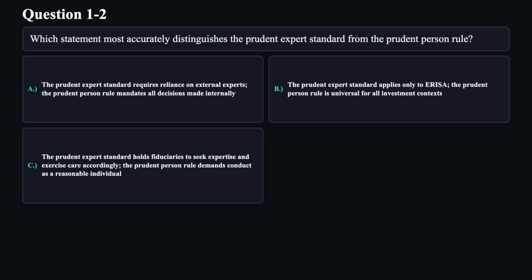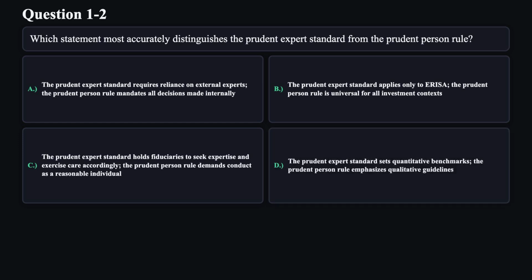C, the prudent expert standard holds fiduciaries to seek expertise and exercise care accordingly. The prudent person rule demands conduct as a reasonable individual. D, the prudent expert standard sets quantitative benchmarks. The prudent person rule emphasizes qualitative guidelines.